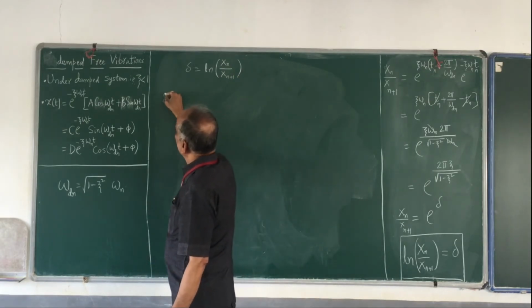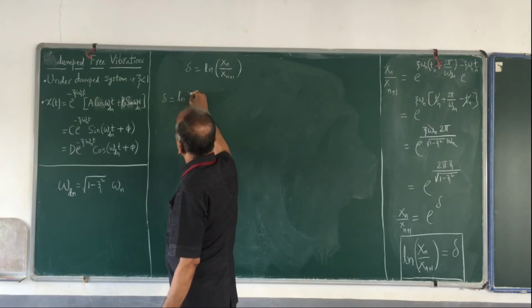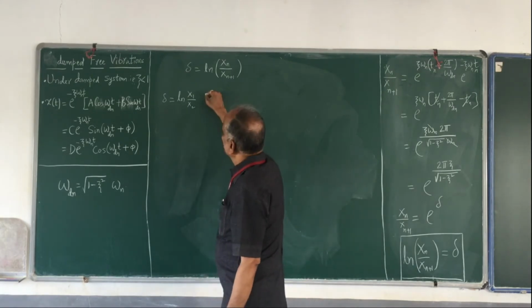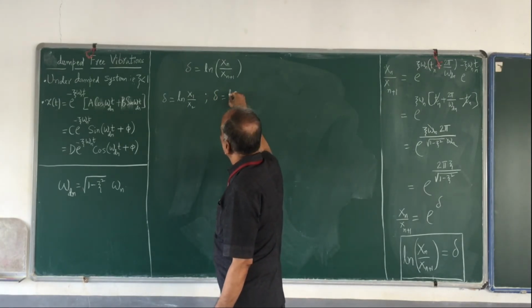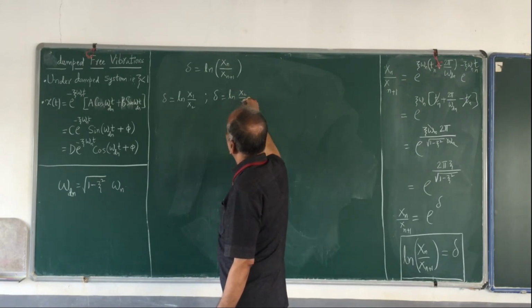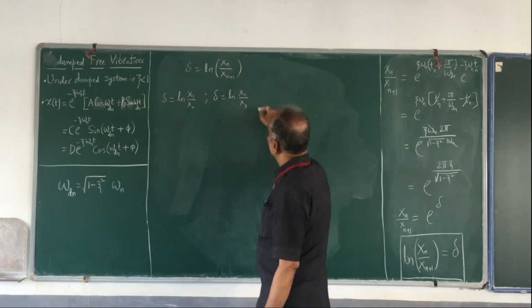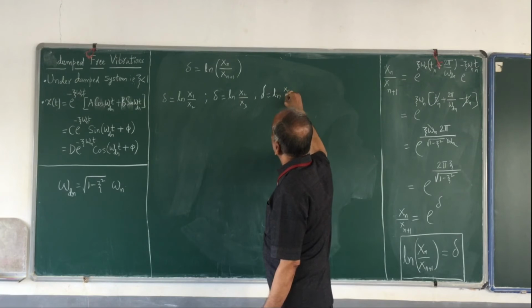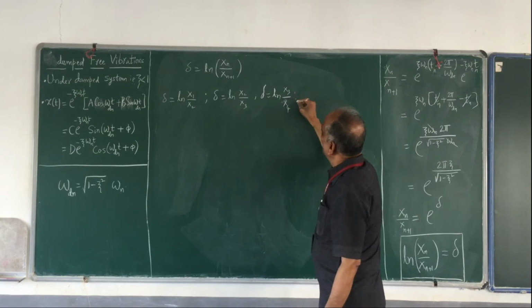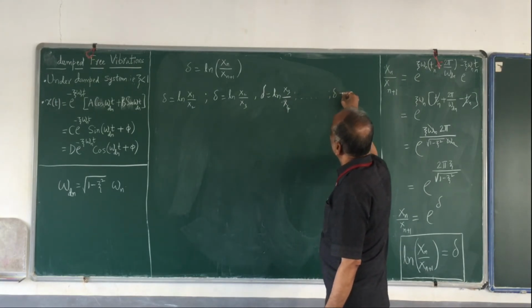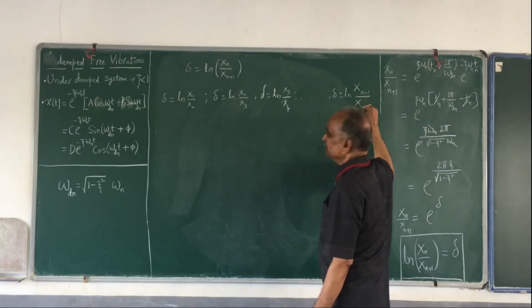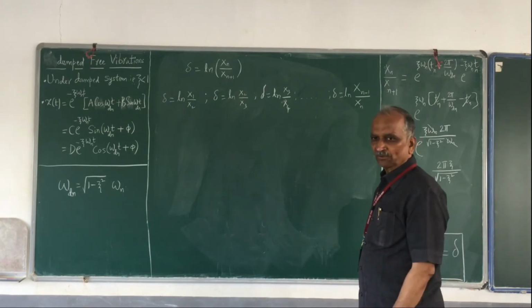Okay, do you agree that if this delta is natural log of x1 divided by x2? Okay, so the same thing, delta is also equal to natural log of x2 divided by x3. The same delta is also equal to natural log of x3 divided by x4. And so on. This is also equal to delta, which is equal to natural log of xn minus 1 divided by xn. All of them are true, no?